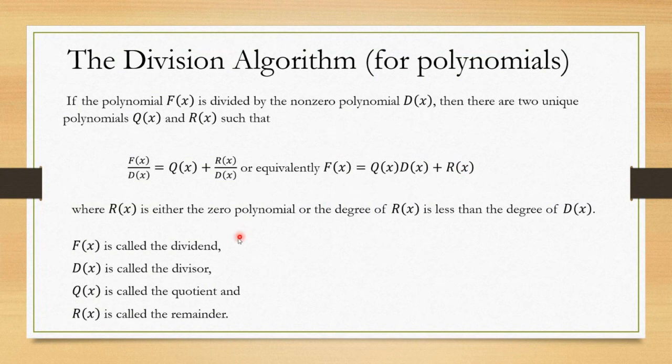And the notation is supposed to help you with the names, like what they're called. Capital F of x is the dividend. Okay? Capital D of x is the divisor. Capital Q of x is the quotient. Capital R of x is the remainder. Just like when you're dividing numbers, right? You get a quotient, a remainder, all that stuff.